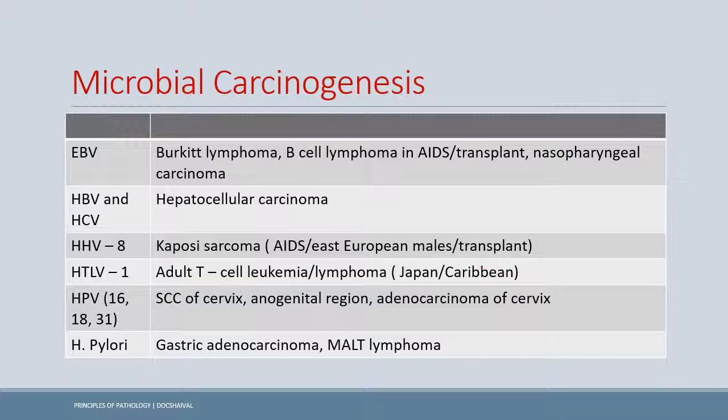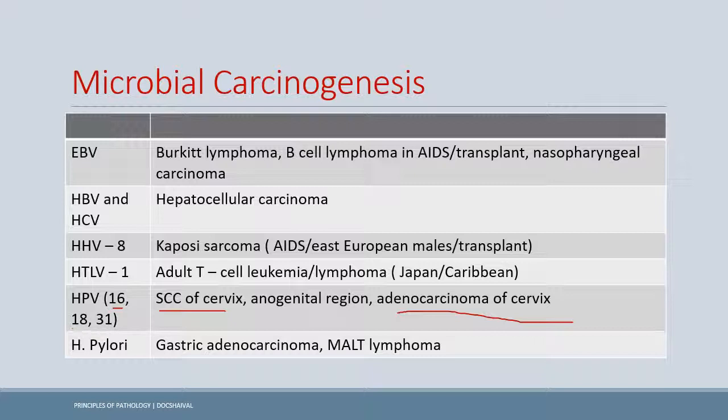The next one we have is the human papilloma virus. The high risk viruses are 16, 18, and 31. Now, there are also some low risk viruses, and they cause genital warts. We call them low risk because they are less associated with cancer. So the 16, 18, and 31 are the high risk ones, and they are involved in squamous cell carcinoma of the cervix, the anogenital region including the anus and the vulva. Then adenocarcinoma of the cervix is also linked with HPV.